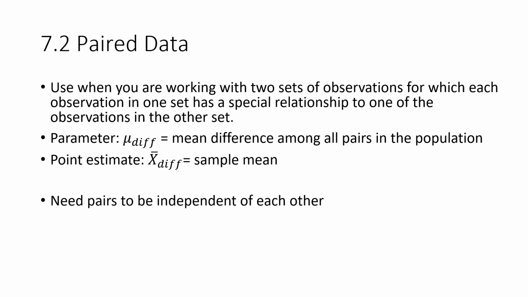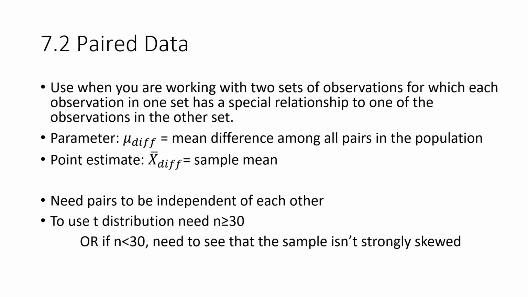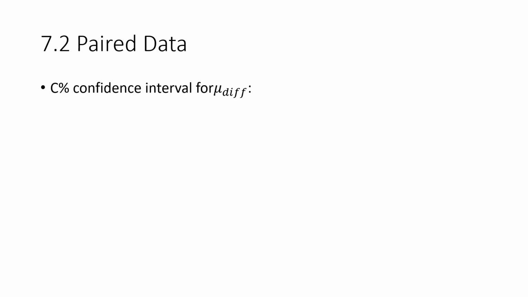In order to use a t-distribution to work with paired data, we are going to need the pairs to be independent of each other, and we'll need to have at least 30 pairs, or if we have less than 30 pairs, we need to see that the distribution of the differences that we calculated isn't strongly skewed. The equations that we use with paired data look just like the equations for a single mean, except that we are replacing the mean mu with the mean of the differences. So, for instance, we have our sample mean of the differences, plus or minus a t-star value that depends on the level of confidence we want and the sample size, times the standard error, which is the standard deviation of the differences divided by the square root of the number of differences.